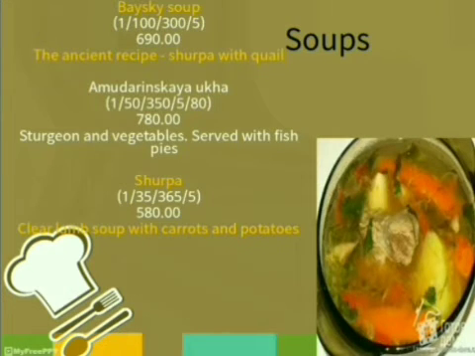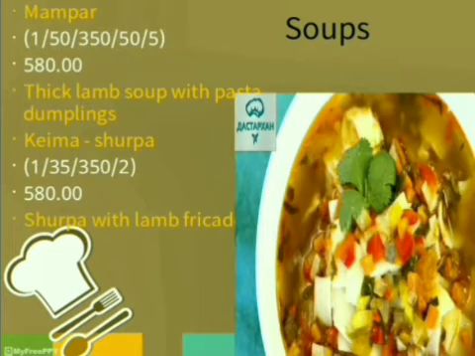The next shurva: clear mash soup with carrots and potatoes. Clear lamb soup with carrots and potatoes. When they see shurva, they will not understand what it means. But after reading the second explanation, foreigners or tourists will understand what kind of soup it is. Khima shurva: shurpa with lamb fricadels. They will have a general idea of what they are going to consume.